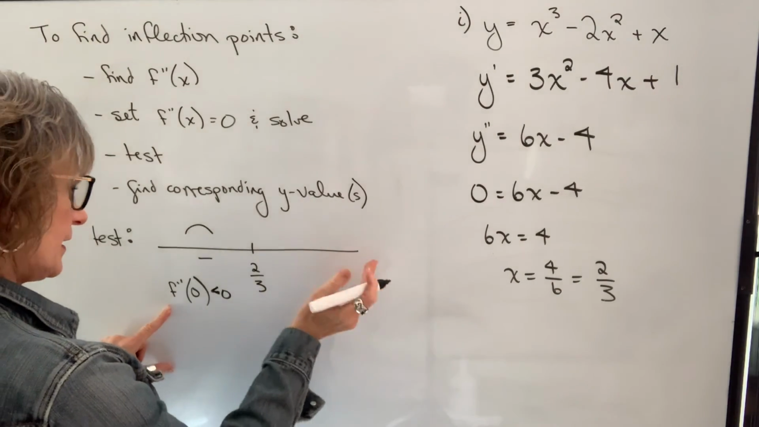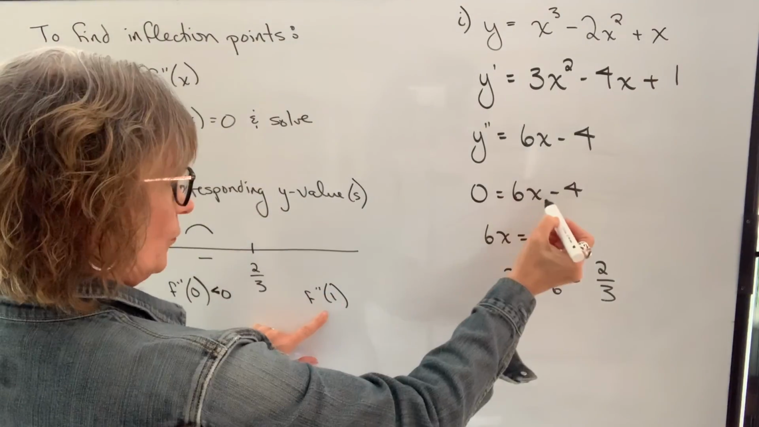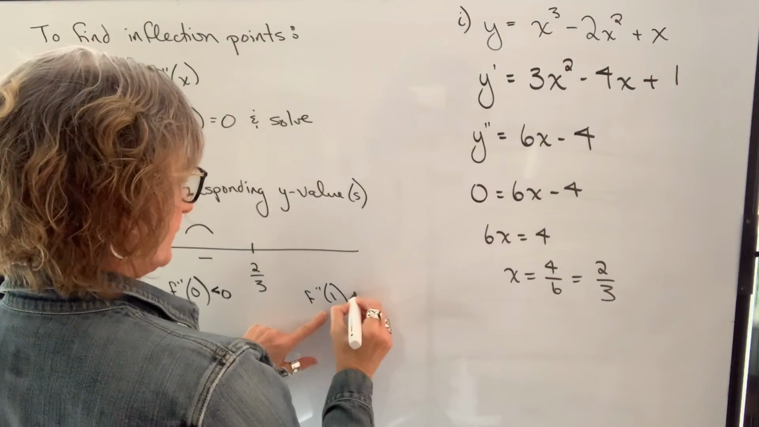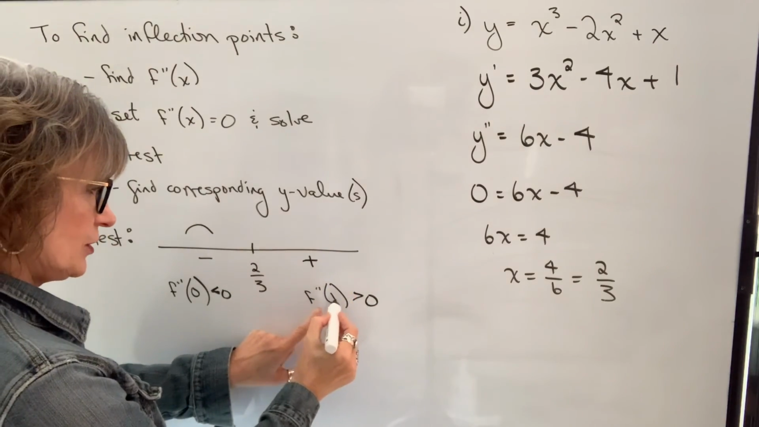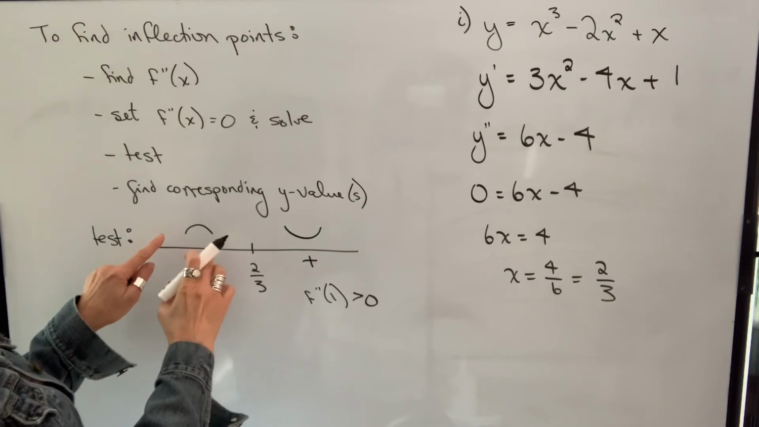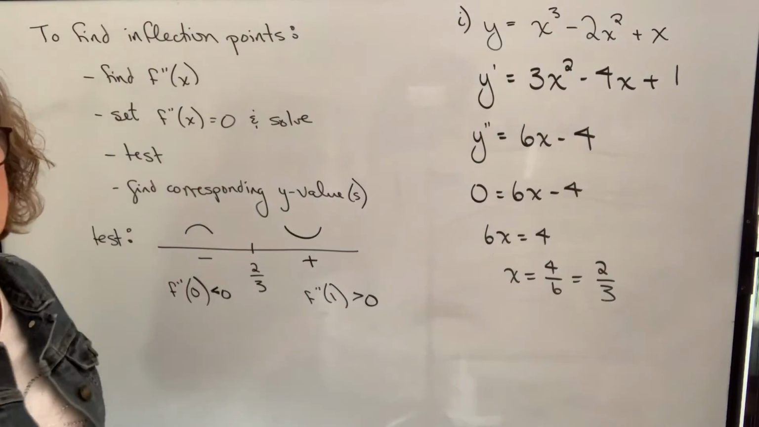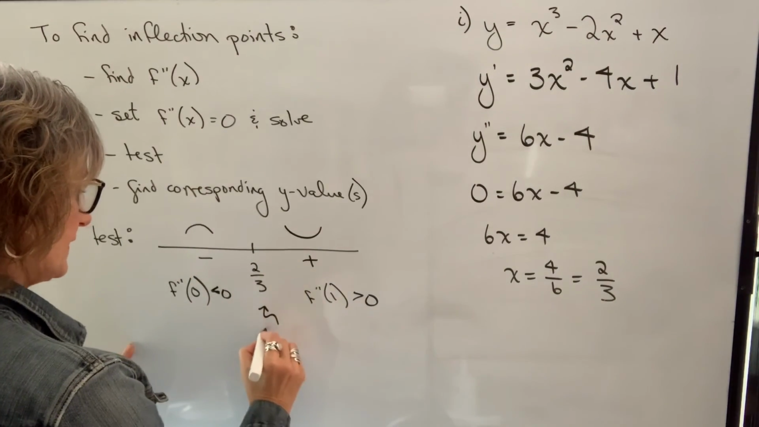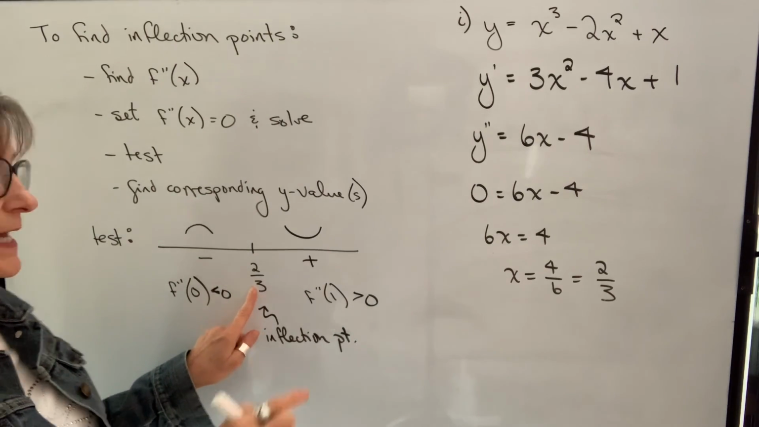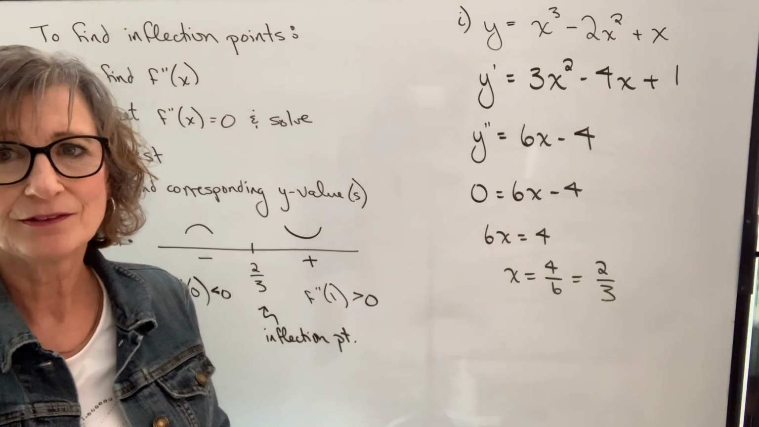And then to the right, I'm going to pick a 1. So I'm going to find the value of the second derivative. When x is 1, the second derivative will be positive. So when the second derivative is positive, it's concave up. So the concavity did change as we went through that point. So therefore, this is an inflection point because the second derivative at that point is 0 and the sign of the second derivative changed as we went through the point.